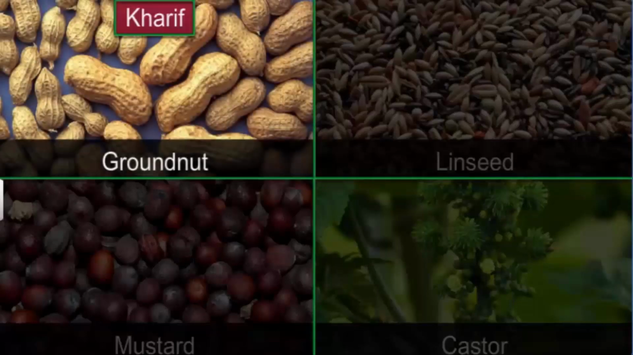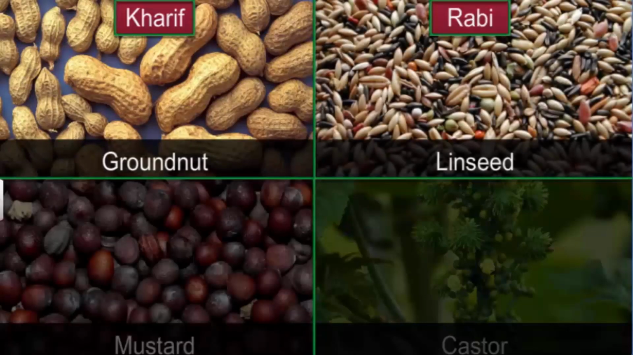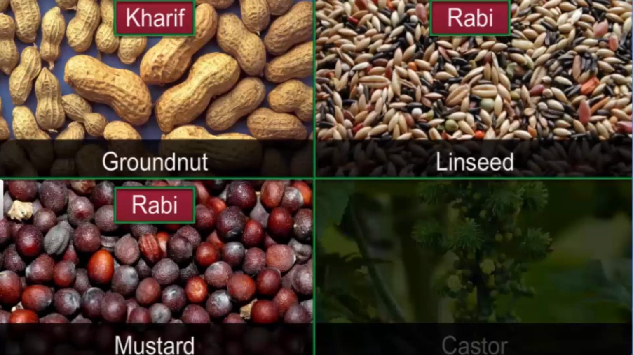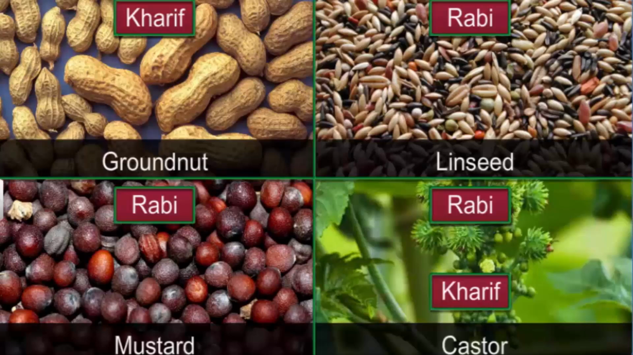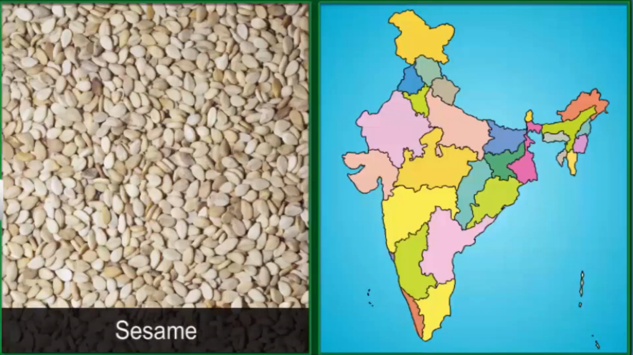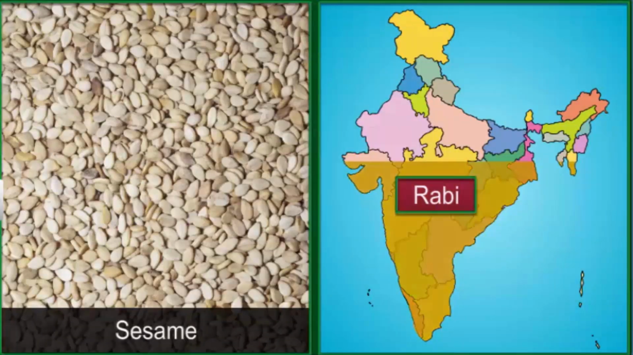Groundnut is a Kharif crop, while linseed and mustard are Rabi crops. Castor seeds are grown in both the Rabi and Kharif seasons. Sesame is a Rabi crop in southern India and a Kharif crop in northern India.